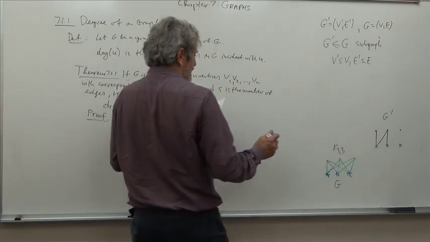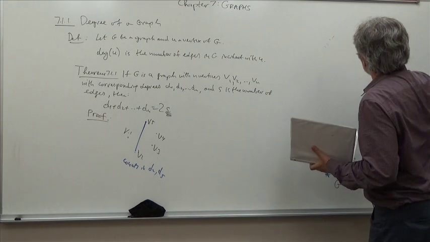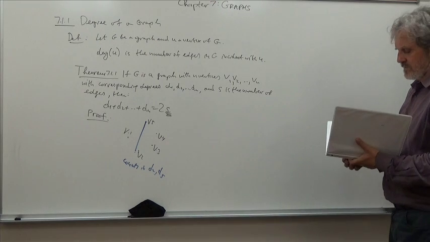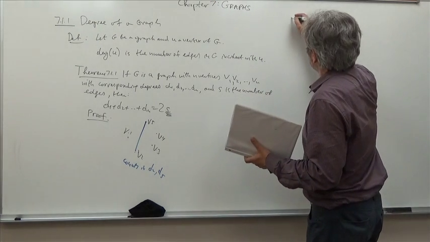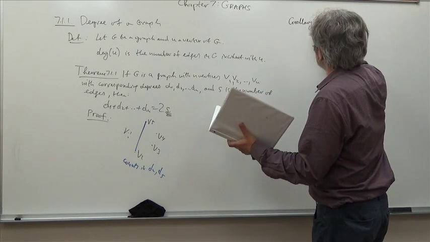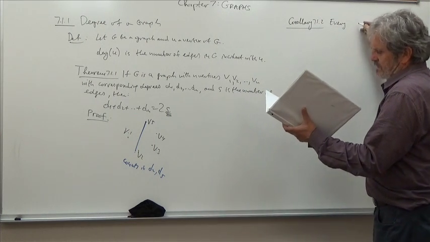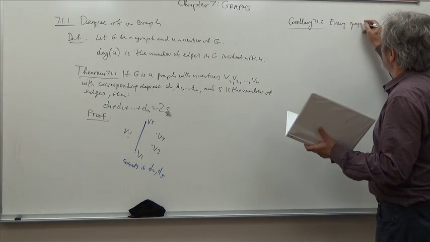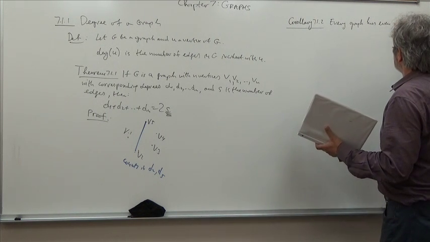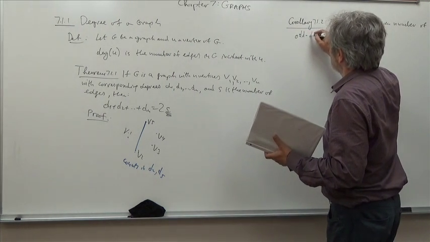All right, here's a nice exercise. What we are trying here is to use these simple results to be able to make some conclusions about graphs. So a corollary is kind of a consequence of a theorem. Corollary 7.1.2: every graph has an even number of odd degree vertices.